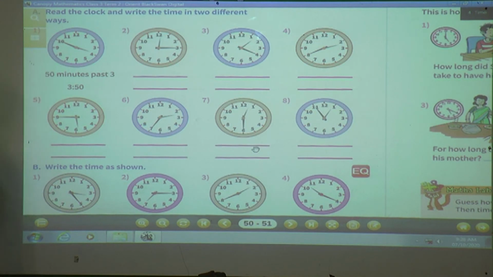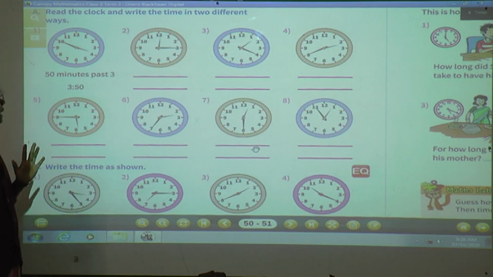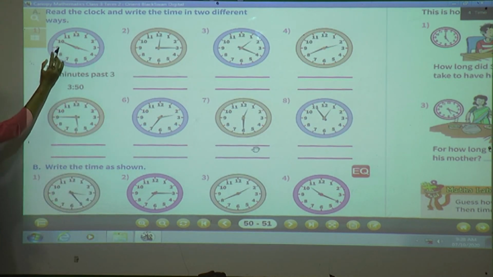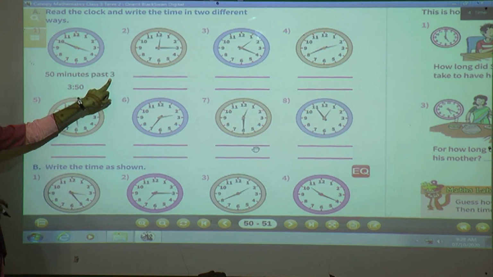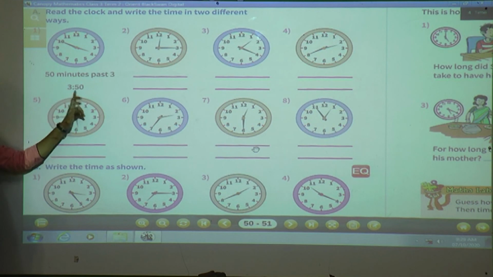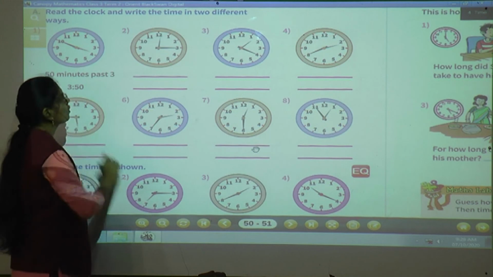In the first clock, what I told you, first of all you have to see where is the minute hand. It is on 10. So 10 into 5 you have to do. 10 5s are 50, means 50 minutes past. Now where is the hour hand? It has crossed 3. So we'll write here 3. 50 minutes past 3 means 3:50.